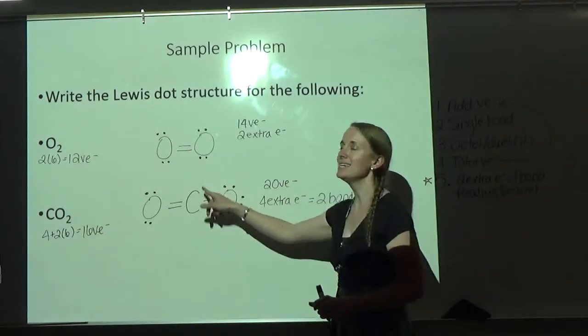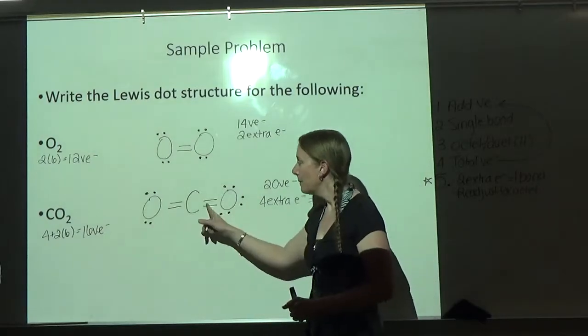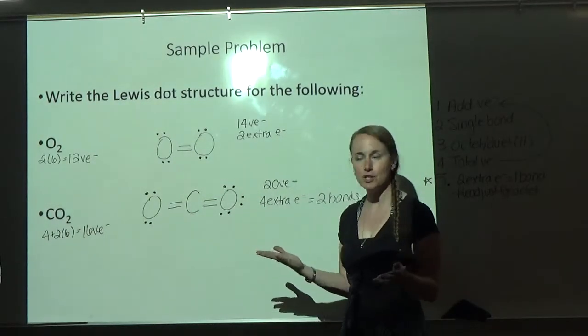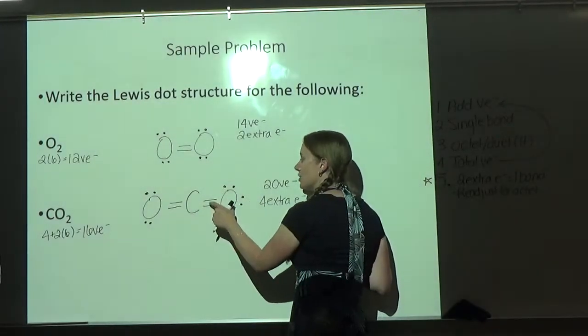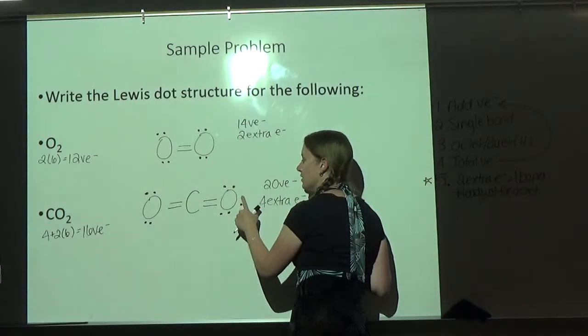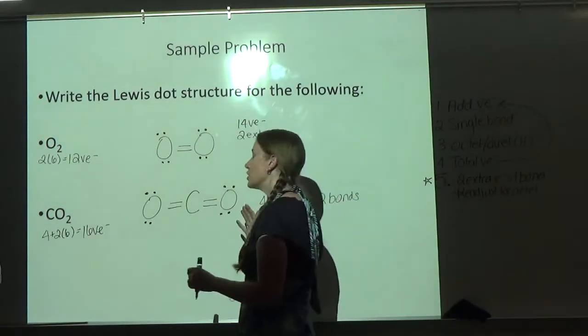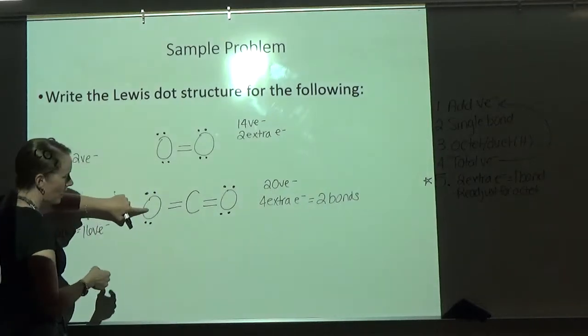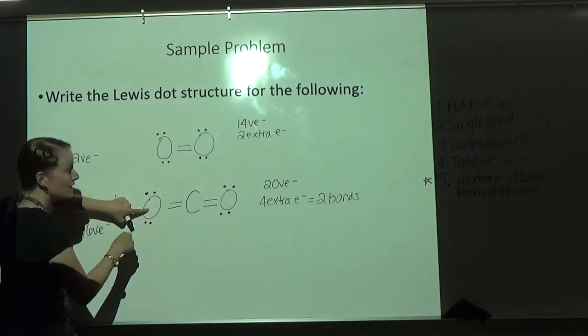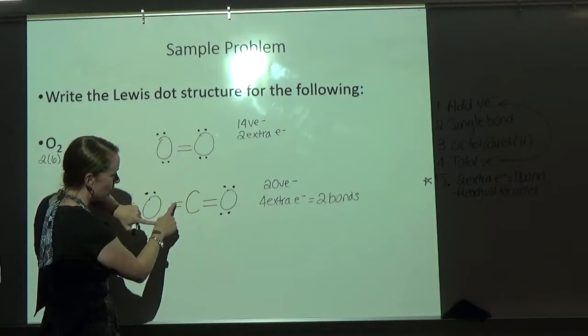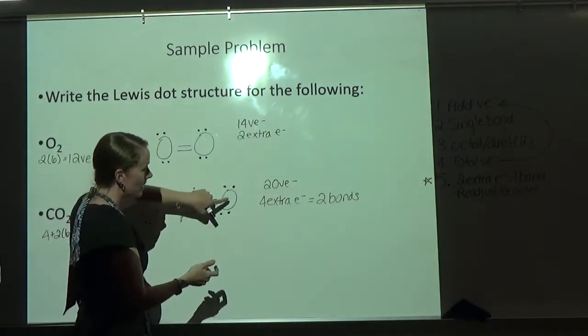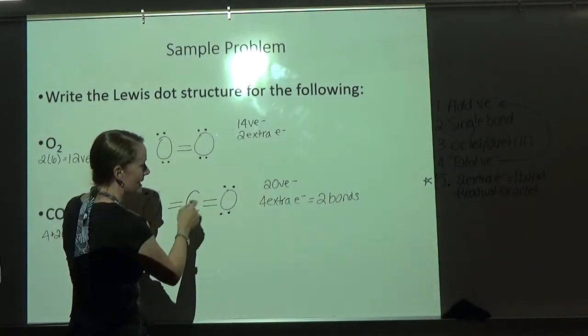So see, we didn't need to remove the dots, but we had to add the bonds to be able to do that. And then this oxygen has 2, 4, 6, 8, 10. So I need to get rid of 2. So let's just check the stability of everything. Oxygen has 2, 4, 6, 8, so it's good. Carbon has 2, 4, 6, 8, so it's good. Oxygen has 2, 4, 6, 8, so it's good.